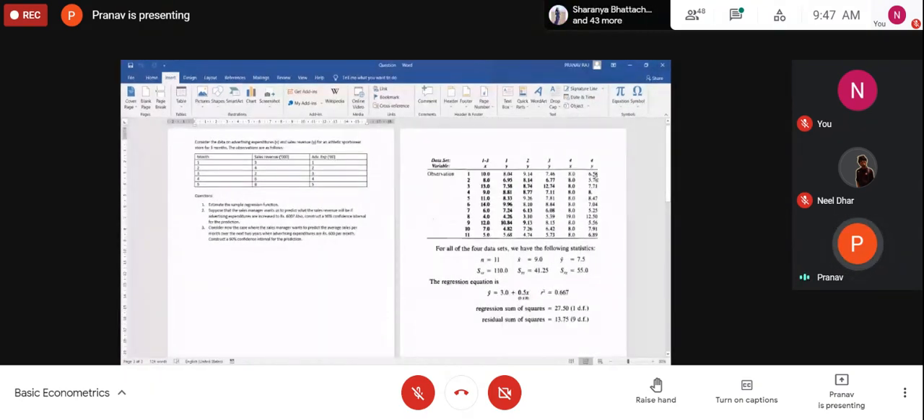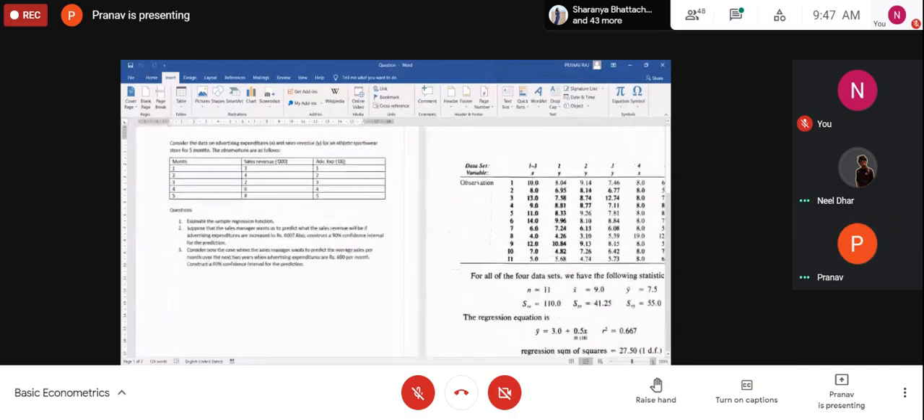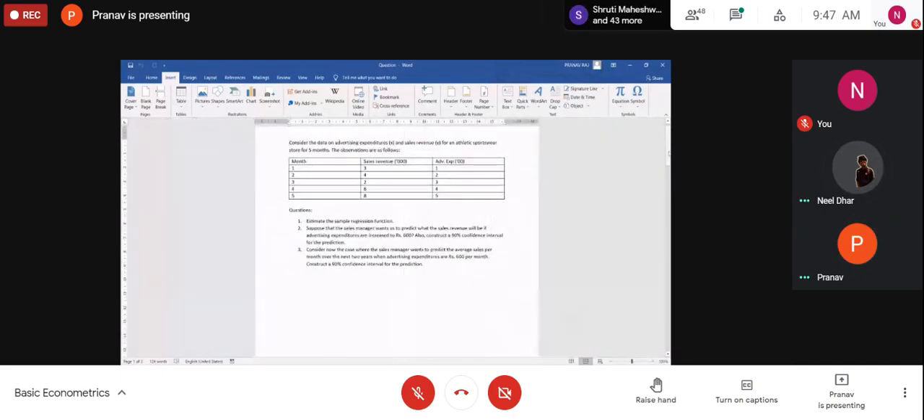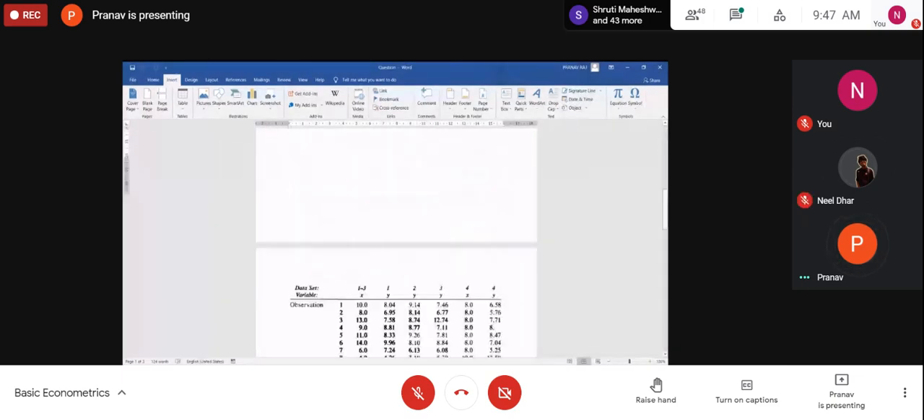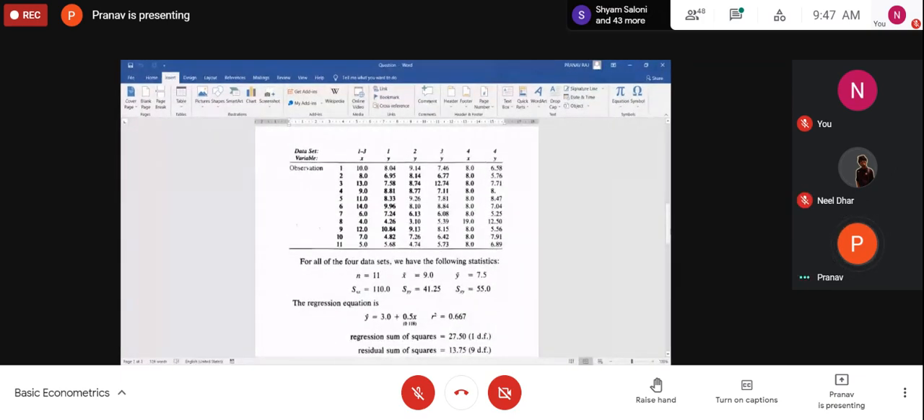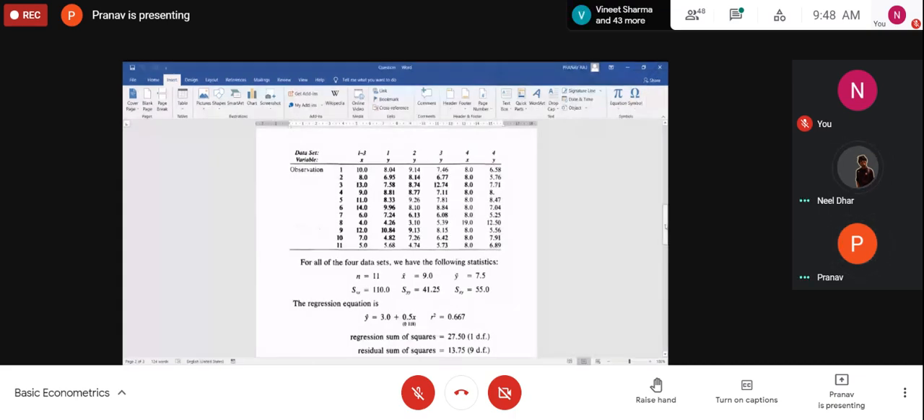Can you see this data set? Zoom in a bit. Yes, sir, we can see. Sir, in the fourth case, X bar. Oh, okay, I see it now. Okay, thank you, sir.